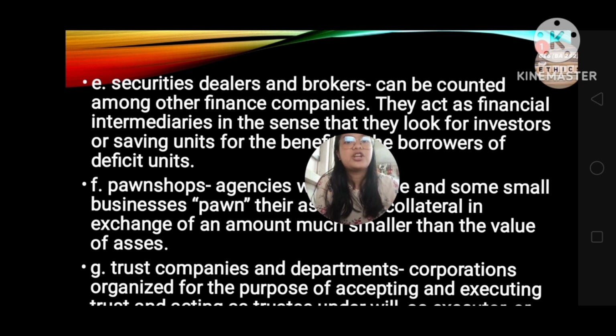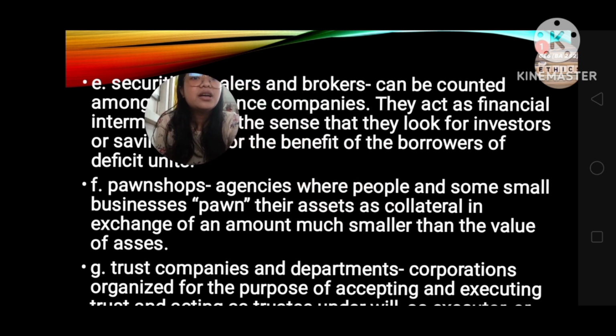Next is the pawn shops. Pawn shops are agencies where people and some small businesses pawn their assets as collateral in exchange for an amount much smaller than the value of the assets. Personal loans, retail item resale, and ancillary services like money transfers and cellphone activation are among the ways that pawn shops generate revenue.